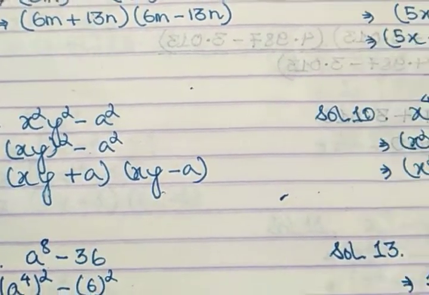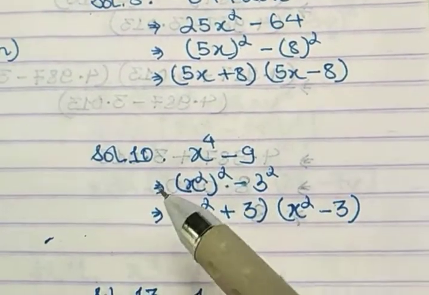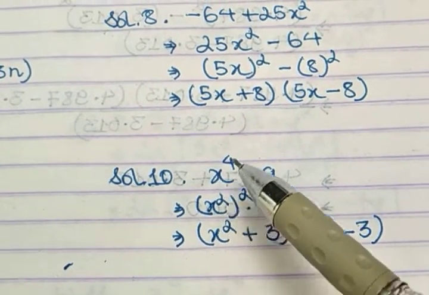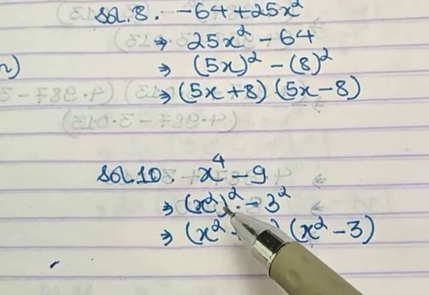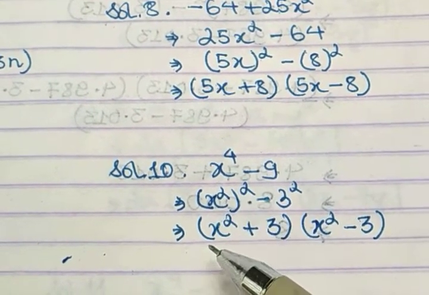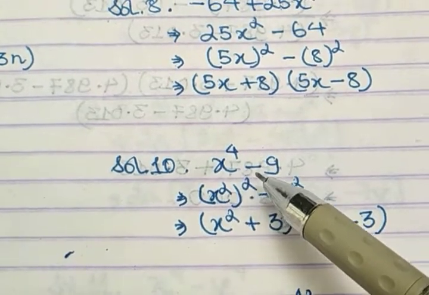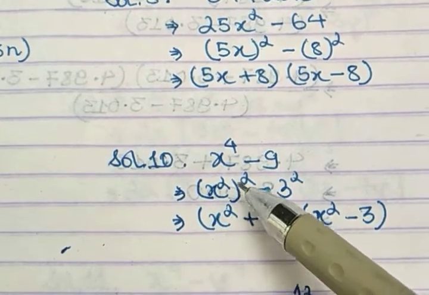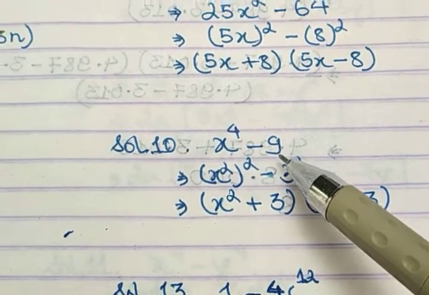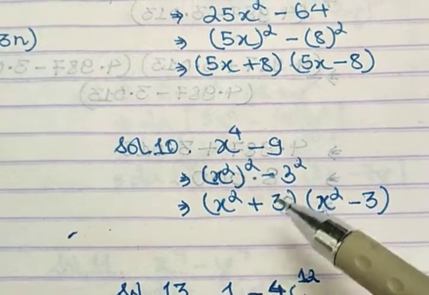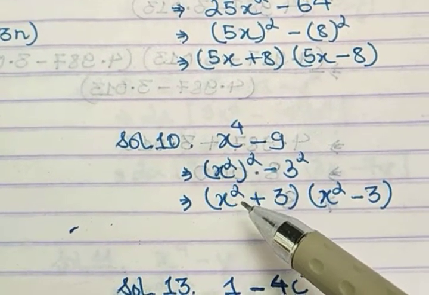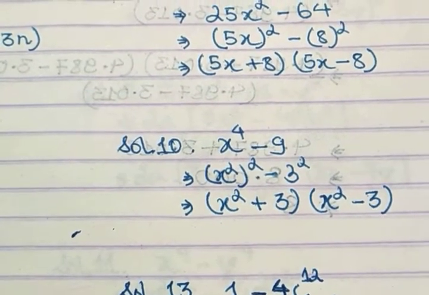Okay. And in question number 10, what we have is x to the power 4 minus 9. Now see, x to the power 4 can be x square whole square, isn't it? Again, one of the laws of exponents, a to the power m to the power n. If you write x square into x square, it will be x to the power 4, so that is why I have done it here. For x to the power 4, I have written x square whole square minus 9, which, as you know, is the perfect square of 3, so 3 square. So a square minus b square, in place of a I have x square, so x square plus 3, x square minus 3.